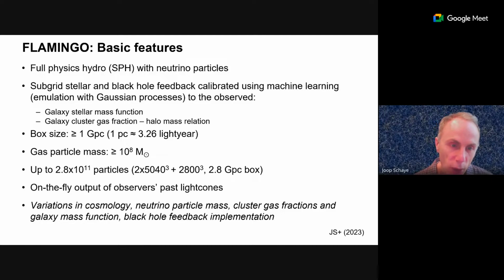The size of these simulation volumes is large. It's a good fraction of our observable universe. It's a few billion light years on a side at a minimum. That means the resolution is fairly low. It's about 10 to the 8 solar masses or less per resolution element. Lots of particles, lots of resolution elements, about 300 billion. And we don't just do one simulation, we vary all kinds of things in it that we don't understand to see what the effect is.